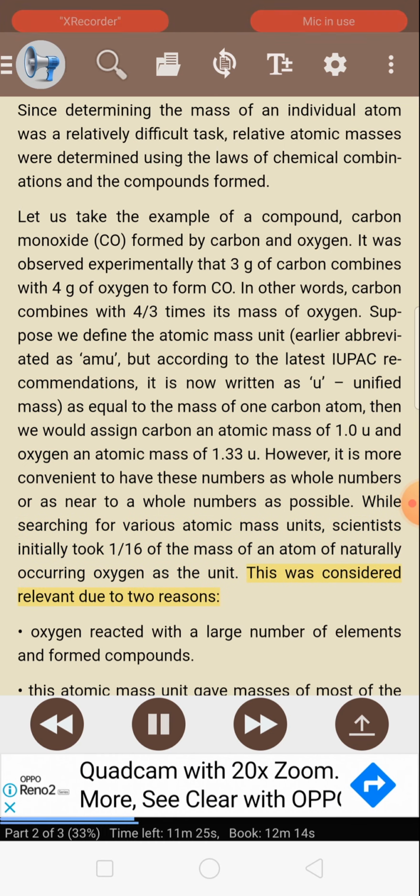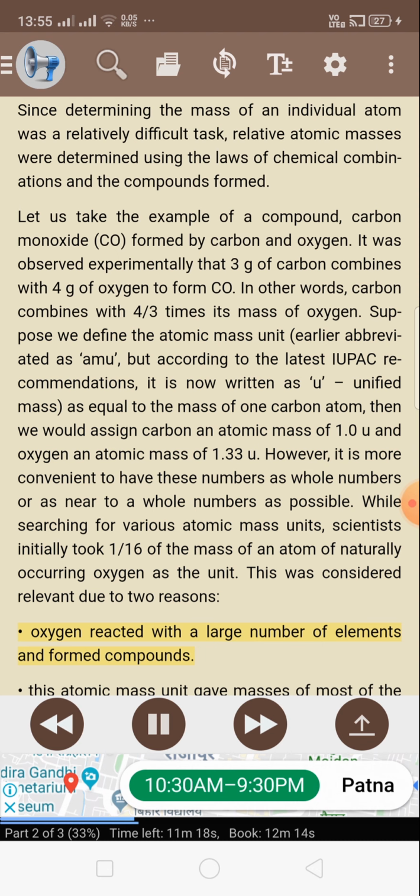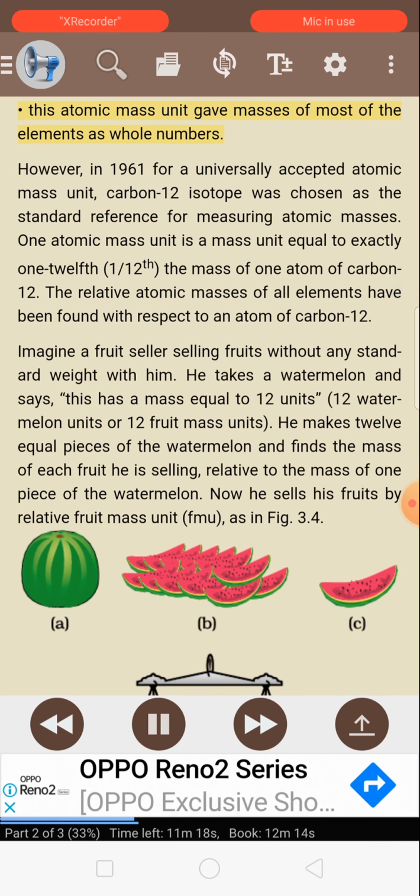This was considered relevant due to two reasons. Oxygen reacted with a large number of elements and formed compounds. This atomic mass unit gave masses of most of the elements as whole numbers. However, in 1961, for a universally accepted atomic mass unit, carbon-12 isotope was chosen as the standard reference for measuring atomic masses. One atomic mass unit is a mass unit equal to exactly 1/12 the mass of one atom of carbon-12. The relative atomic masses of all elements have been found with respect to an atom of carbon-12.